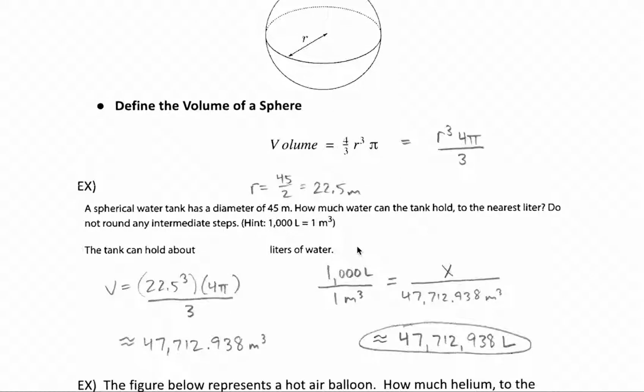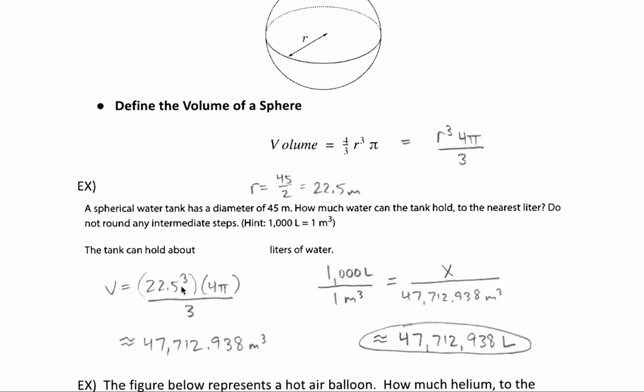So the way to make it a little bit more difficult is to give maybe a diameter or some other measures. So in this first example, we're given a water tank that's a sphere and it has a diameter of 45 meters. So in order to use our formula, we need the radius. So let's cut that diameter in half and use 22.5 as our radius. We'll plug that into our formula.